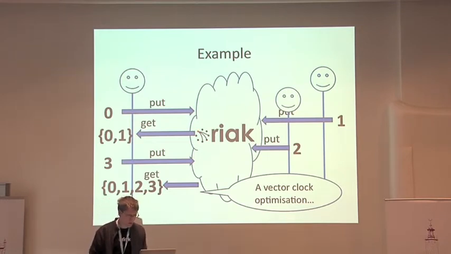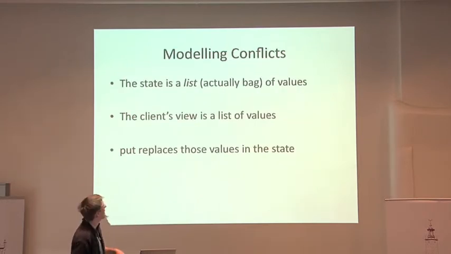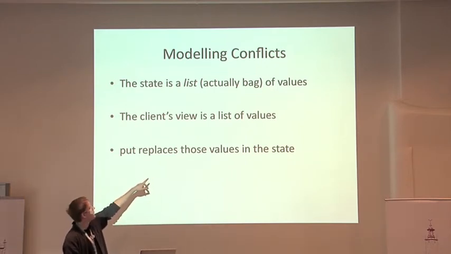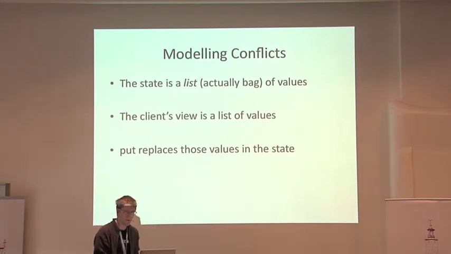So how should we model this in a better way? What we had before: the state of the database was a list of values, and each client had its own view of what values were in the database. When we did a put, we did this conflict resolution, replacing the client's view by the newly put value. But in fact, this turned out to not be what really happened. It didn't really replace those particular values in the client's view, as we saw in the previous example.